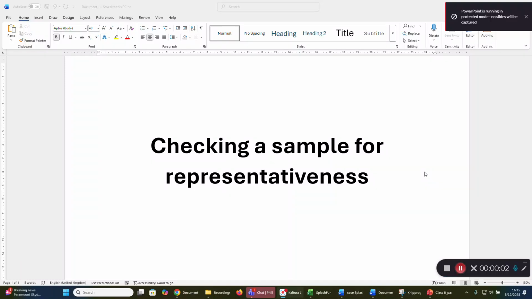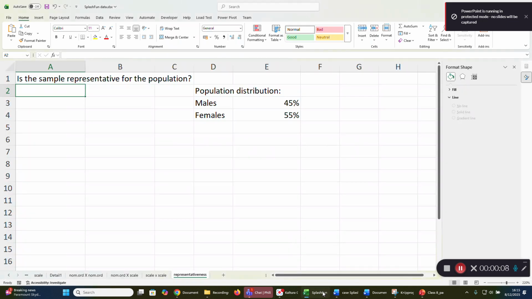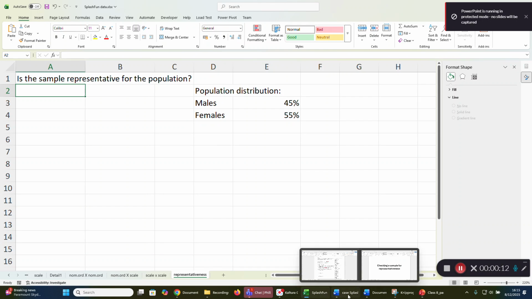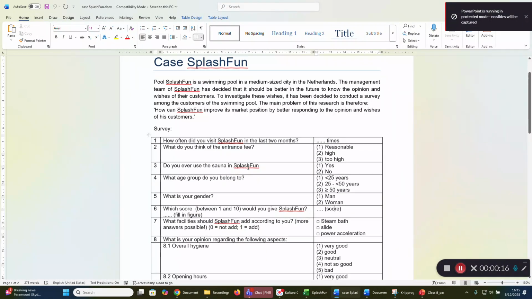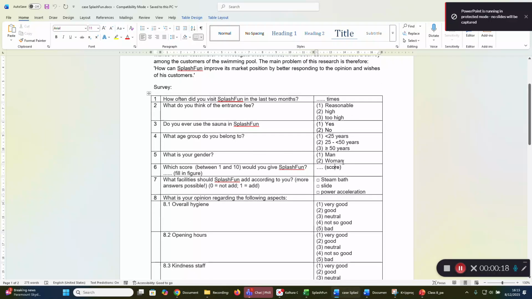Hello, in this knowledge clip I will explain how to check a sample for representativeness. To have an example of a sample, I have here a survey with respect to an indoor swimming pool called Splash Fun with a lot of questions. One of those questions is your gender: are you male or are you female? We're going to check the sample for representativeness with respect to that particular variable, the gender.